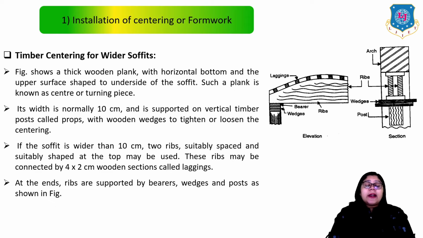If the soffit is wider than 10 cm, two ribs suitably spaced and suitably shaped at the top may be used. These ribs may be connected by 4 by 2 cm wooden sections called leggings. At the end, ribs are supported by bearers, wedges and posts as shown in this figure.